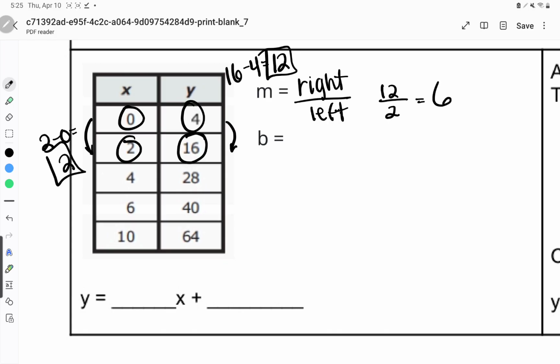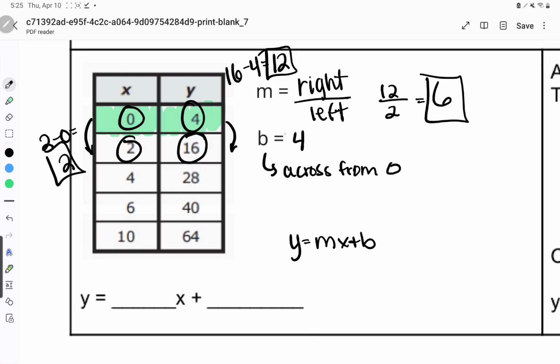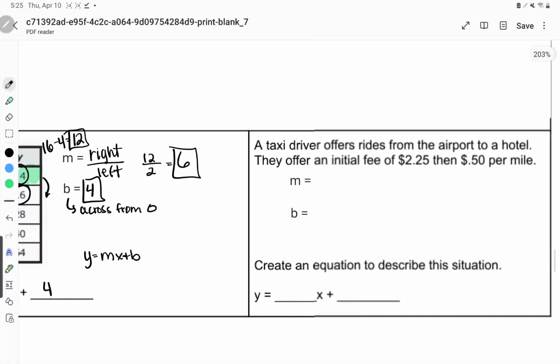which gives me 6. How do I find b? b is across from 0. So if I look right here, here's 0. What's across from it? Whoop, that's 4. So b is 4. And as a reminder, it's y equals mx plus b. So I have 6 and 4. Y equals 6x plus 4.